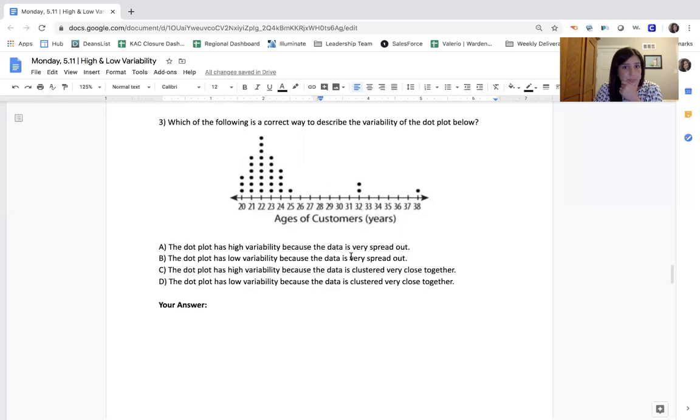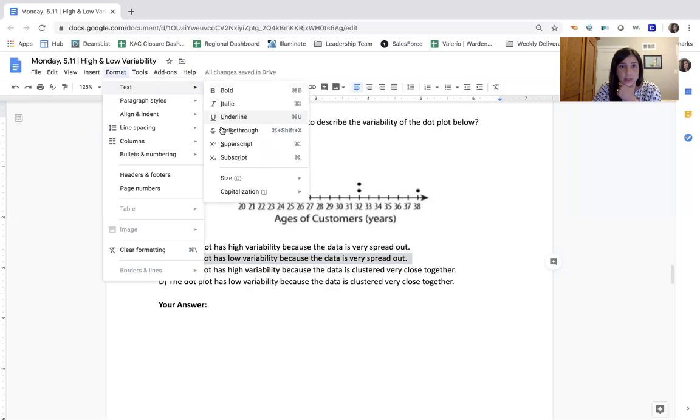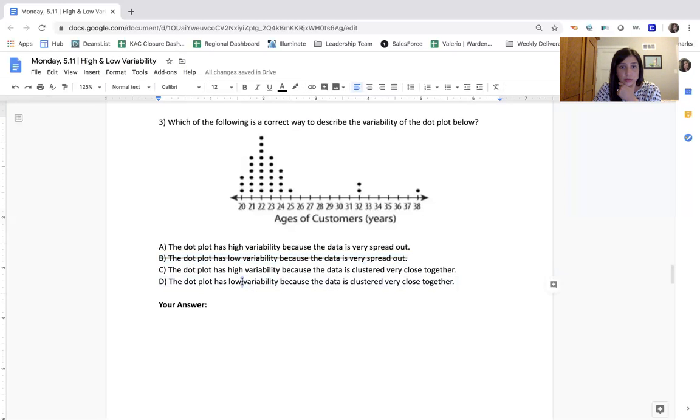Well, let's see. First, when I glance at it really quickly, I do see a high peak right here, and this feels clustered together. And then I notice these dots way out here, way spread out. So even at first glance, if I thought it had low variability because of this really high peak, I actually think it has high variability because look at these different data points way up here. Okay, so I'm gonna get rid of anything that says low variability. I'm gonna go ahead and cross these out. Because the data is so spread out, it must have high variability.